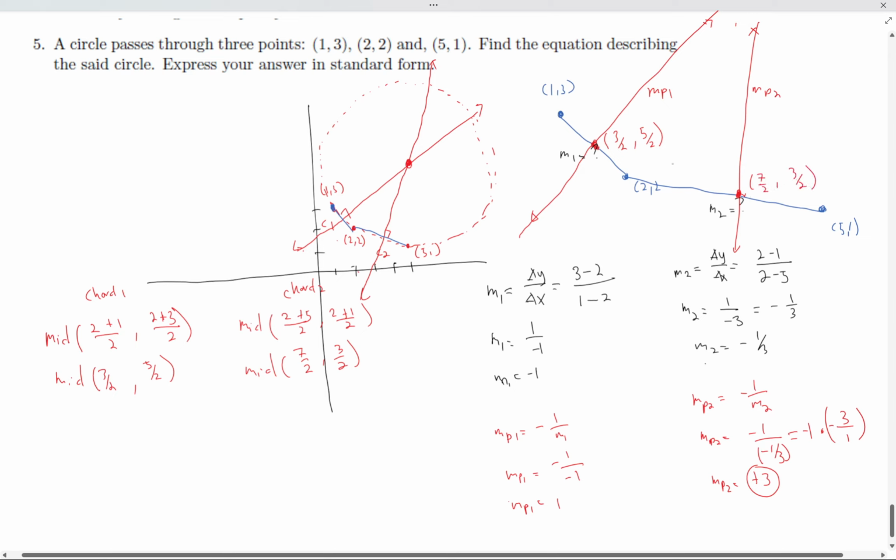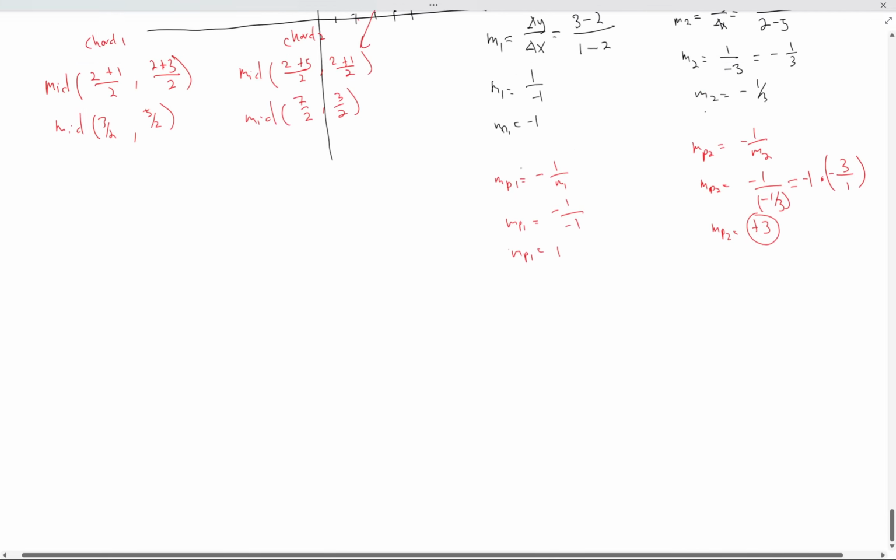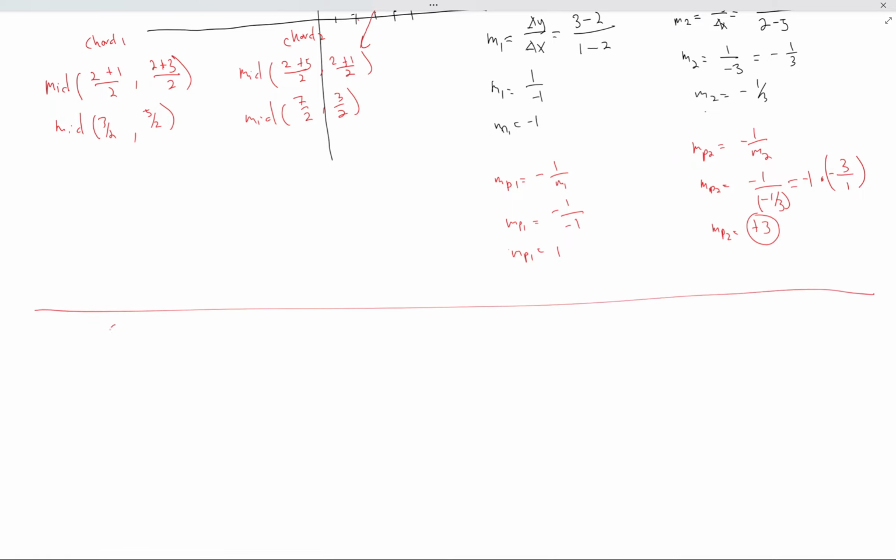Now we have the points and we have the slopes. So all we need to do now is use the point-slope form to construct the lines. Let me summarize the values that we know. Chord 1 must pass through the point 3 halves, 5 halves, and the perpendicular slope there is 1. Chord 2 must pass through the point 7 halves, 3 halves, and it has slope mp2, which is equal to positive 3.